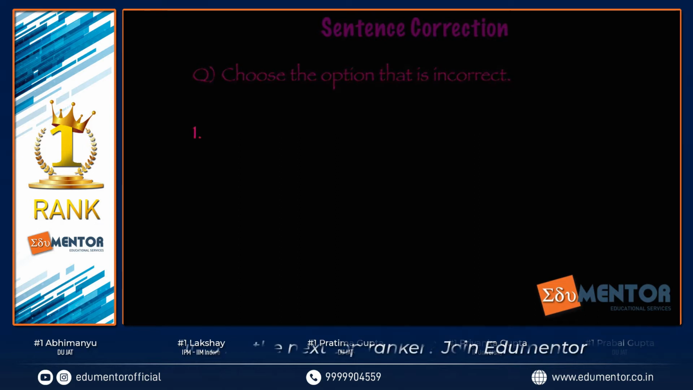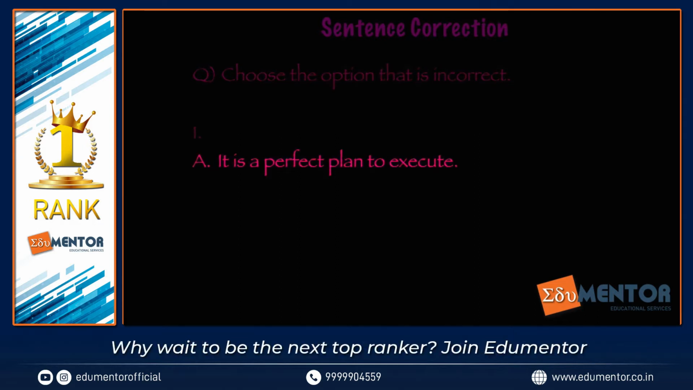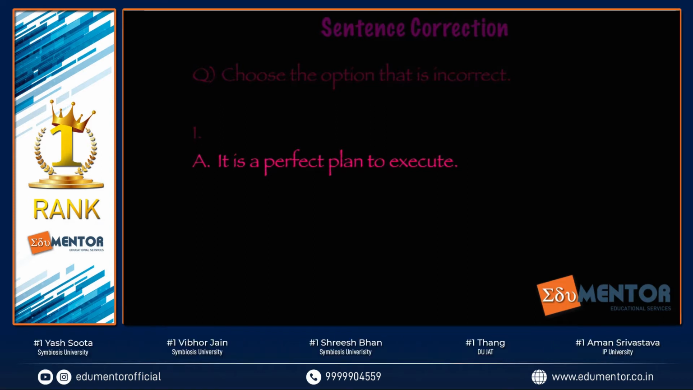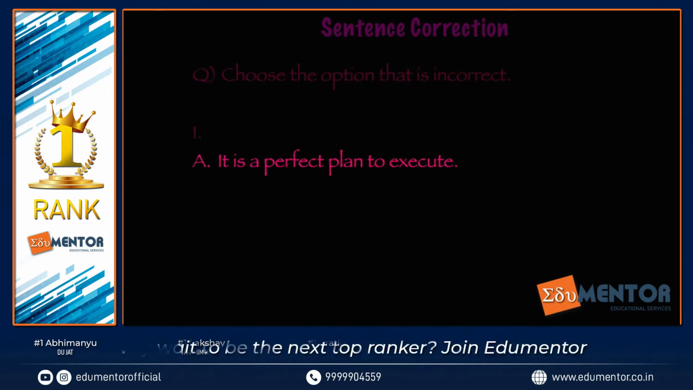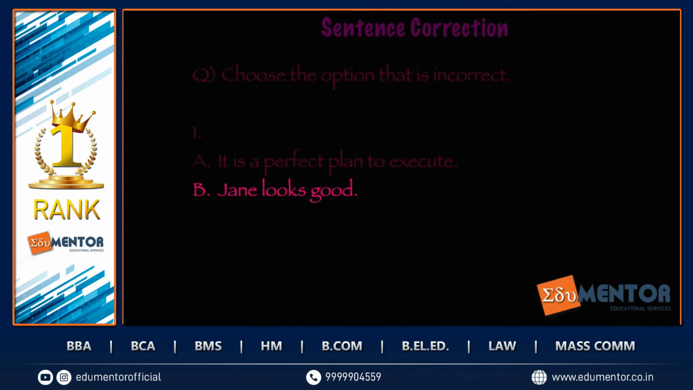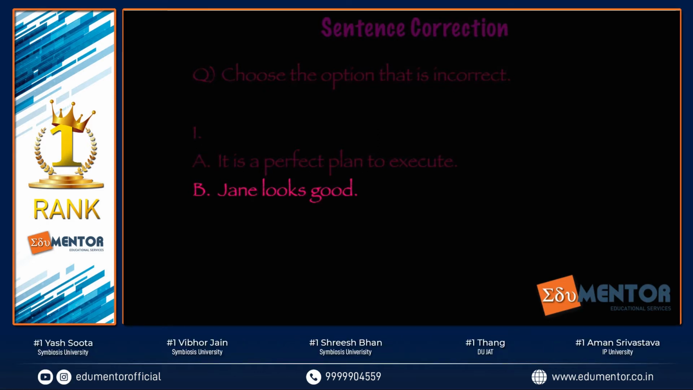Look at the first one. It is a perfect plan to execute. Now there is no error in this. It is absolutely correct, which means that your option D that states A and C as the possible answer is wrong because our statement A is correct. So this is how we work by eliminating our options. Second, Jane looks good. Now again, this is absolutely correct, which means that your option B and your option C also fail.